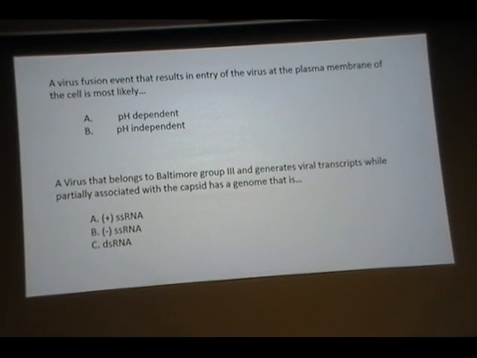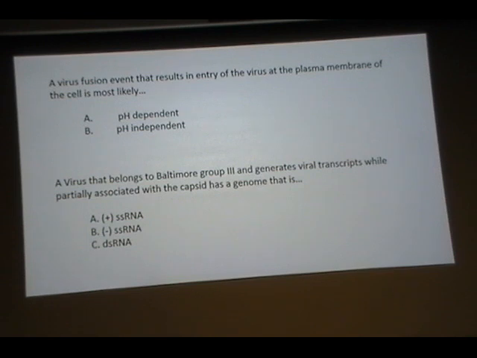So, a virus fusion event that likely results in the entry of the virus at the plasma membrane of the cell is most likely pH dependent or pH independent? You have to think about this one. It's happening at the cell membrane. Maybe to help you think about it, where else does the virus get in? The endosome, right. And what would you predict in the endosome? What kind of environment is in an endosome?